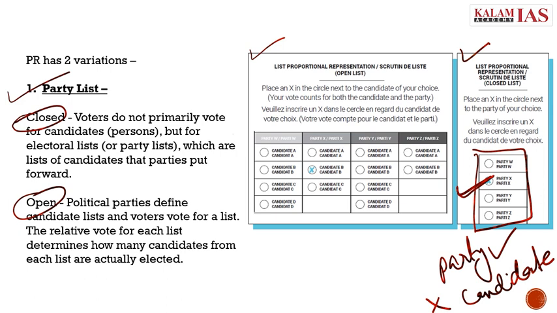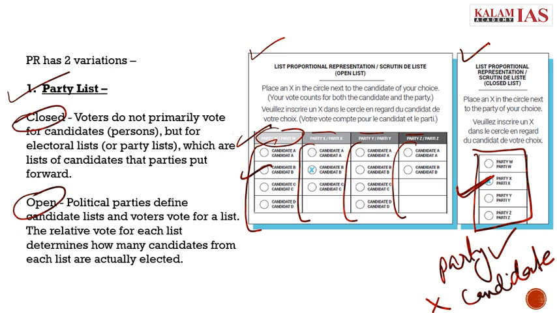Okay. On the other hand, what happens in the open list, that on the ballot paper, each party also presents its list of candidates. Okay. Each party presents the list of candidates also. So the voters, they can indicate not just their preferred party but also their preferred candidate. Okay.